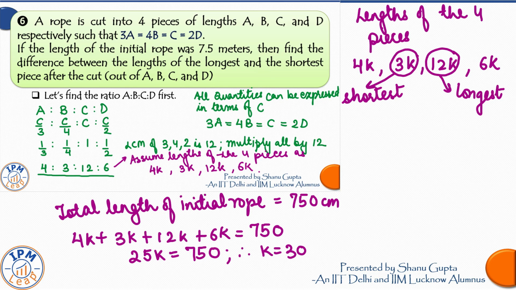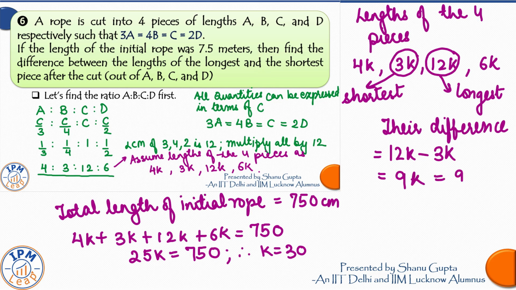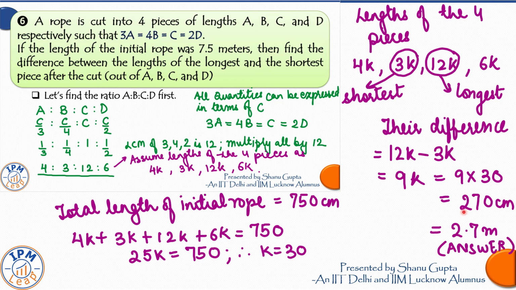The difference in lengths of the shortest and the longest piece will be 12K minus 3K, which is equal to 9K. 9 into 30 is equal to 270 centimeter. So that is our answer.